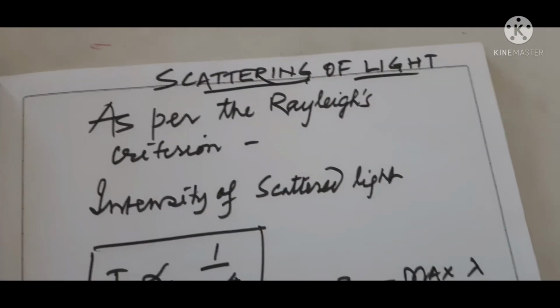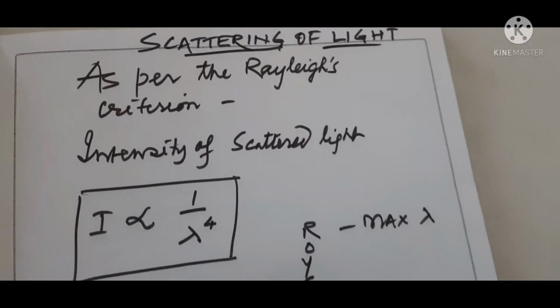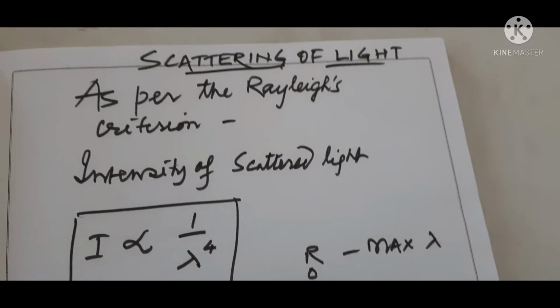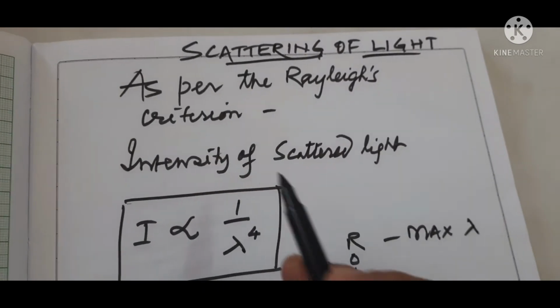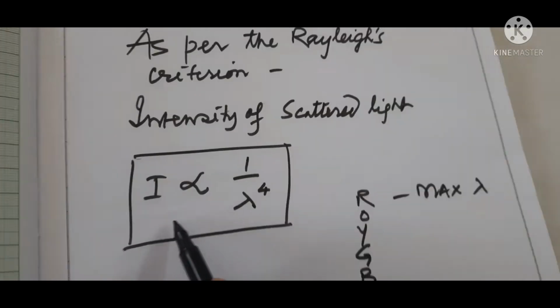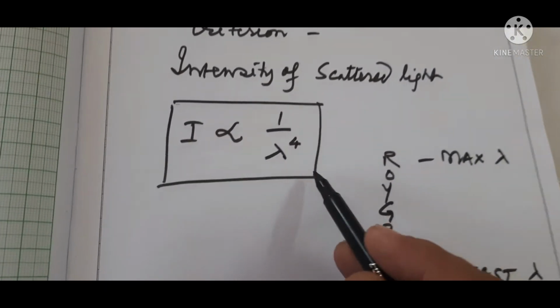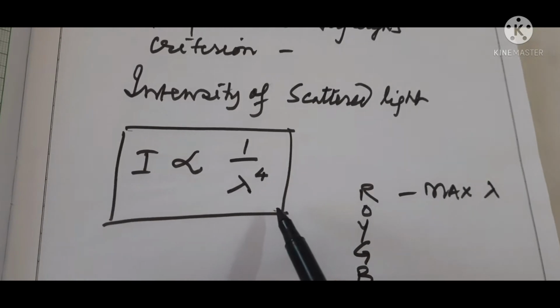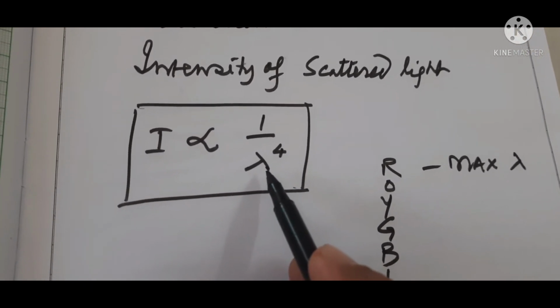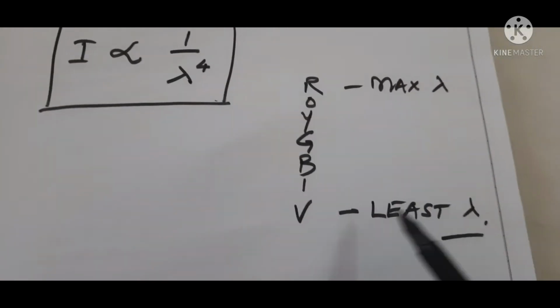Scattering means re-emitting of light in all directions by the object. That is the scattering. According to Rayleigh's criterion, the intensity of scattered light I is inversely proportional to the fourth power of lambda. Now, interesting, the lower wavelength of the light scatters here.